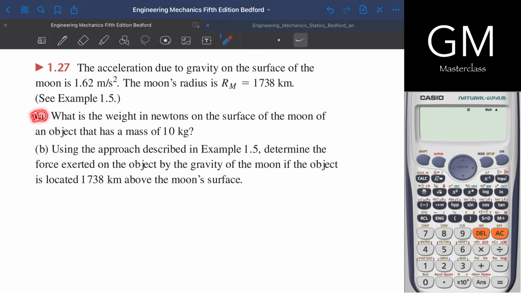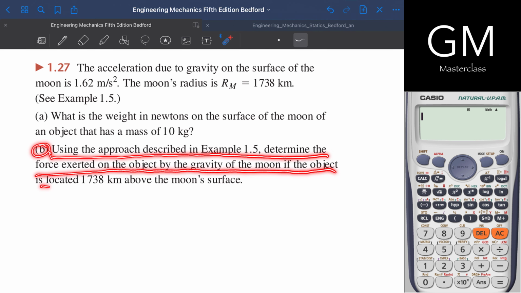A. What is the weight in newtons on the surface of the moon of an object that has a mass of 10 kilograms? B. Using the approach described in example 1.5, determine the force exerted on this object by the gravity of the moon if the object is located 1,738 kilometers above the moon's surface.